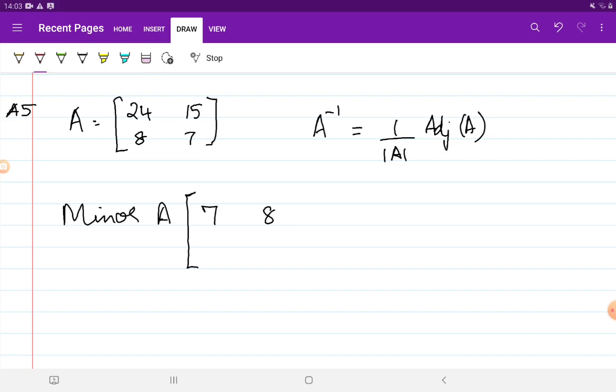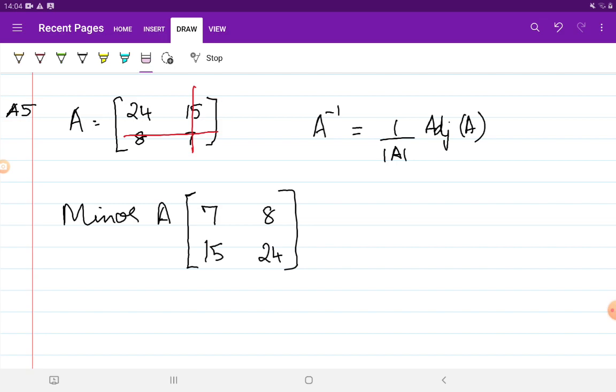Instead of 8, I will write the minor of 8, which is 15. Instead of 7, deleting the row and column to which 7 belongs, I am left with the minor, which is 4. So the minor of A in a 3 cross 3 matrix will be a second order determinant.